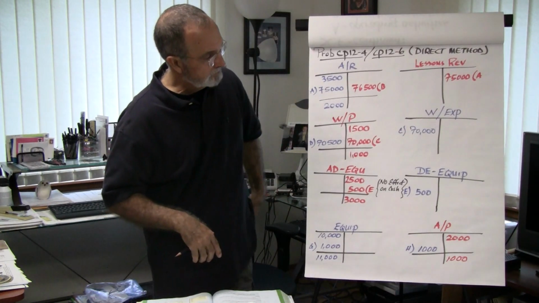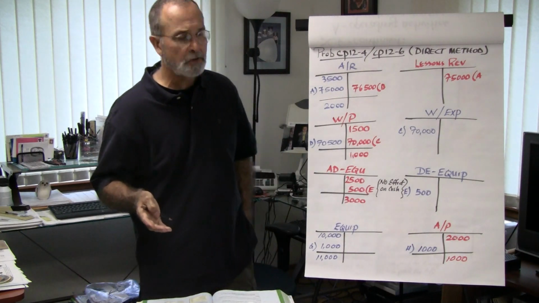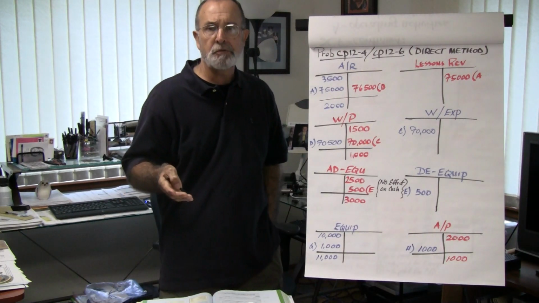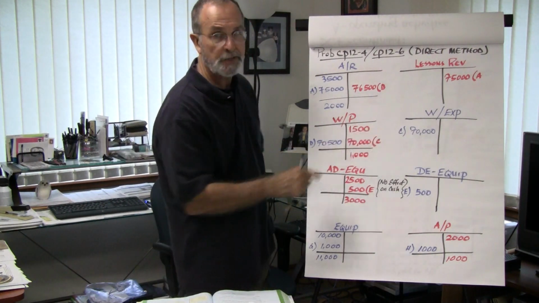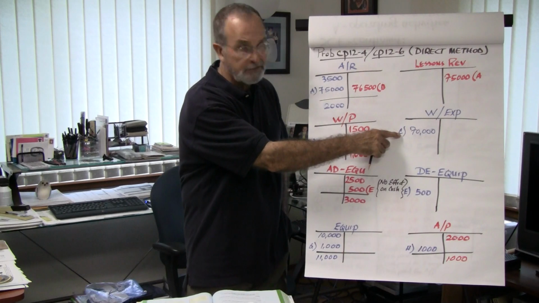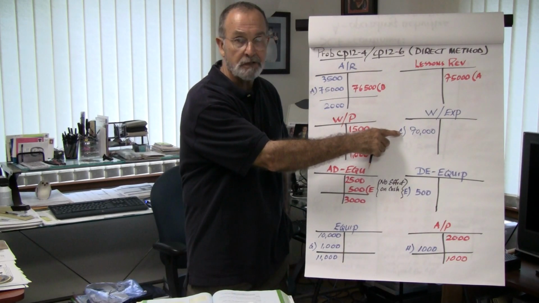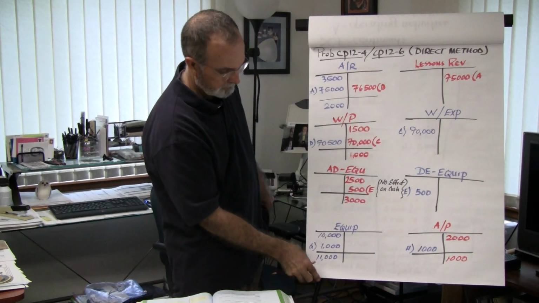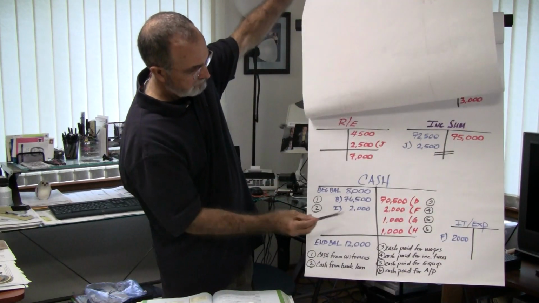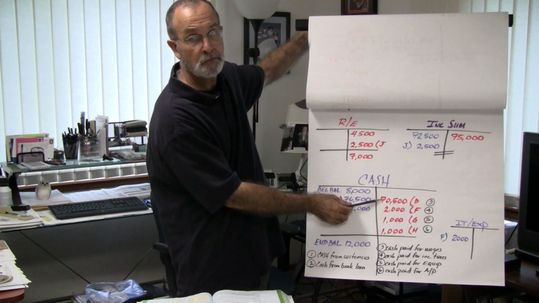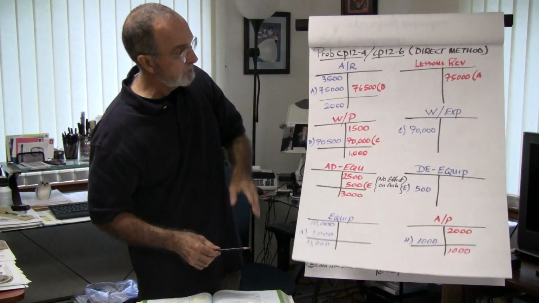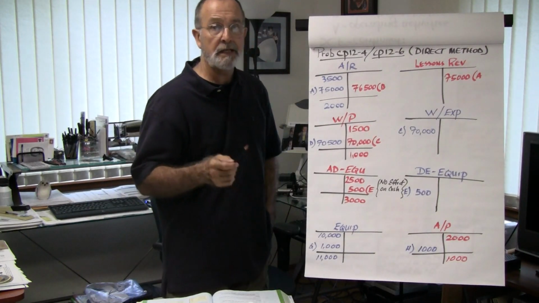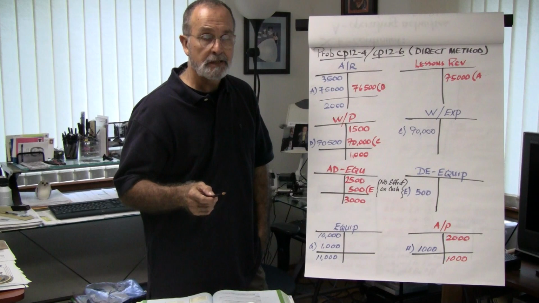Again, we ask the question, why is cash paid to employees for wages different from wages expense? Wages expense is $70,000 even, yet cash paid to employees for wages is $70,500, $500 more. Well, again, we find the answer by looking at the beginning and ending balance on the balance sheet.